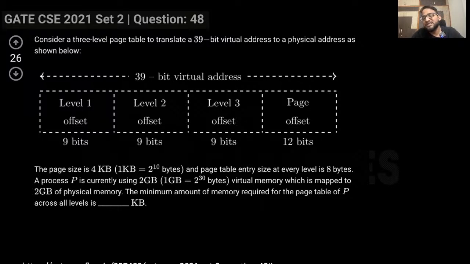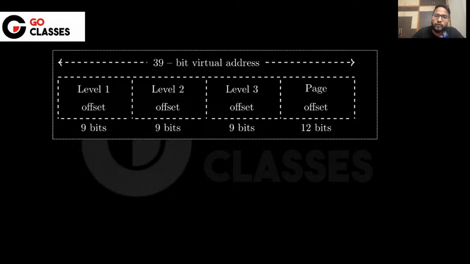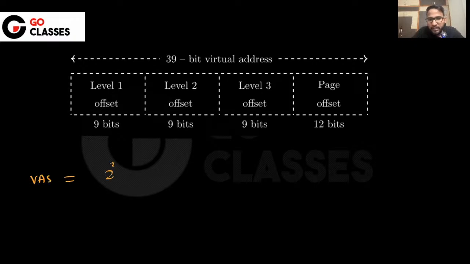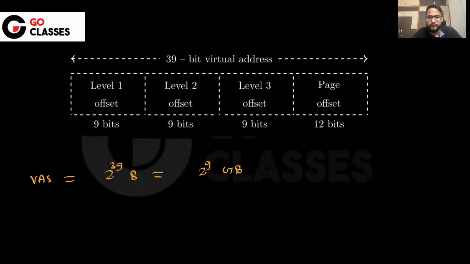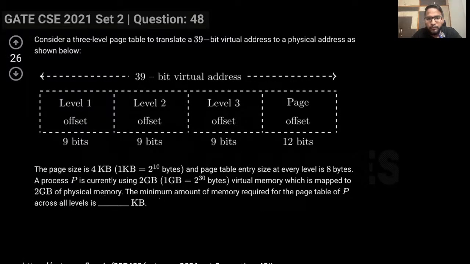A process P is running, and it is just using 2 GB. Even though your virtual address space is 2 power 39 bytes, which is 2 power 9 GB since 2 power 30 is 1 GB, a huge space, my process is small. The process P is currently just using 2 GB, which is small compared to the virtual address space. They are asking the minimum amount of memory required for the page table of P across all the levels, in KBs.